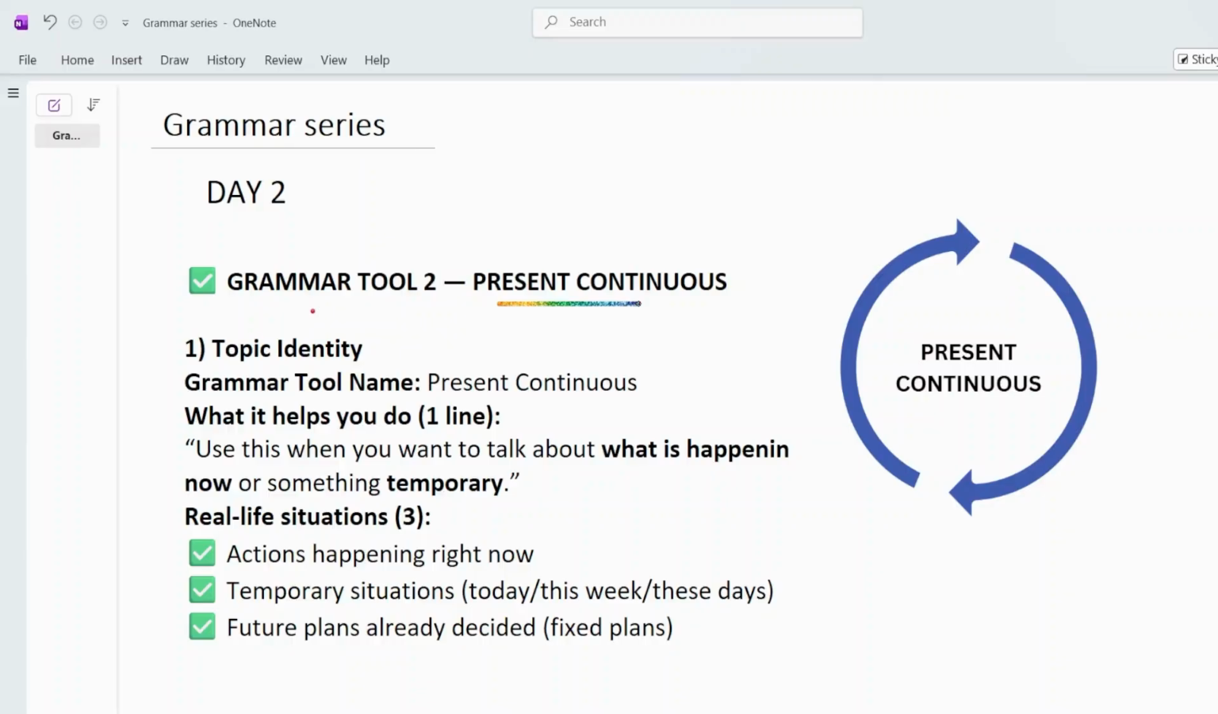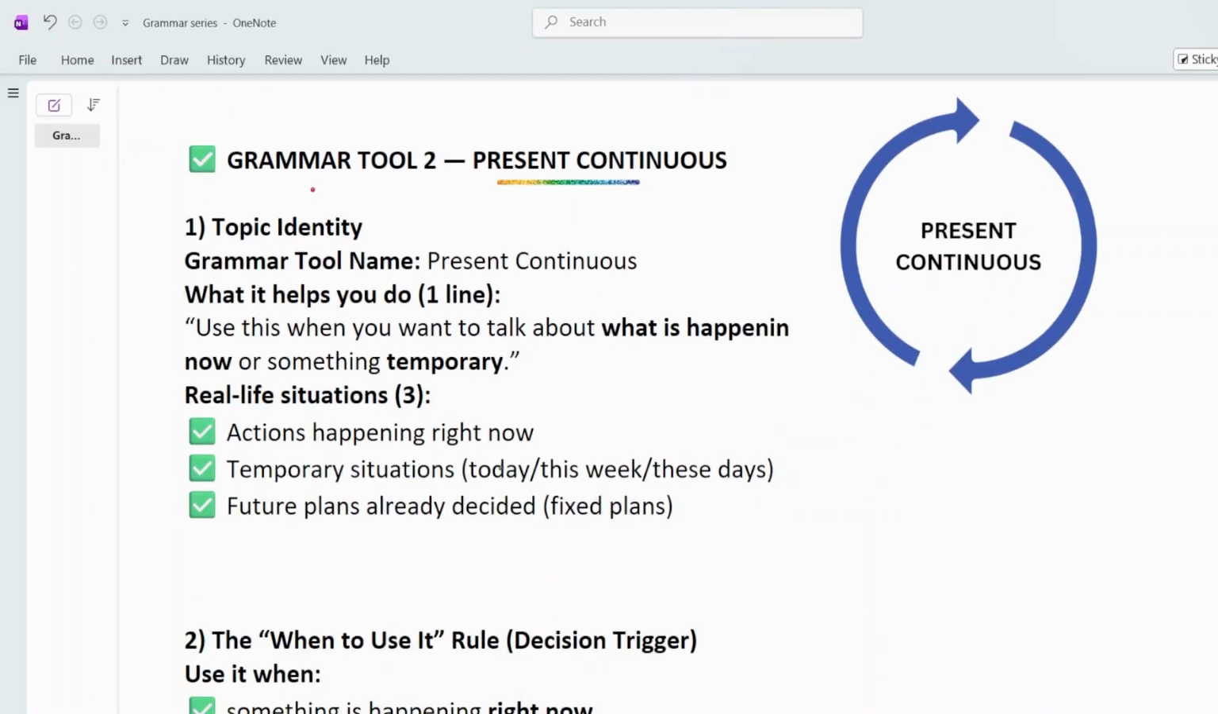All right? And trust me, this tense will make you sound extremely natural in your daily English. Because this tense is used when something is happening right now, at the moment, or temporarily. So let's quickly begin and look at the topics for today. Now, what does present continuous help you to do, particularly?